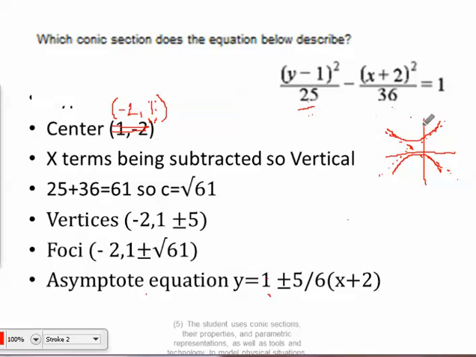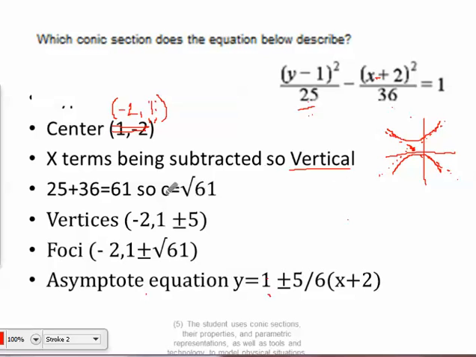You can go to the point -2, 1. That's right there. And you can draw in those asymptotes, and then you can just kind of sketch what the hyperbola looks like. And this is a vertical one. How do I know it's vertical? Because the x's are the ones being subtracted. Okay?